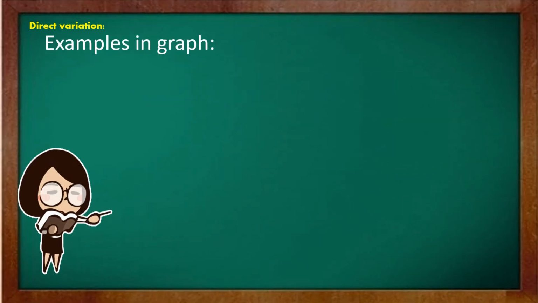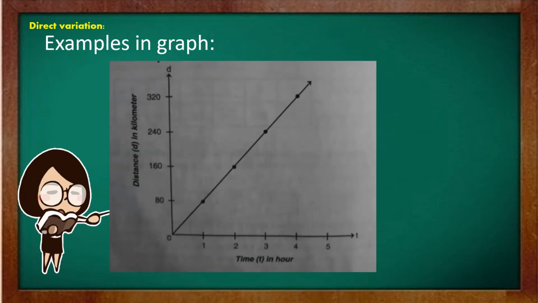Okay, now in variation, we have an example in graph. In our graph, we have the x-axis, which is time in hours, and the y-axis, which is distance in kilometers. In our plotting of points, we have 1 and 80, 2 and 160, 3 and 240, and 4 and 320. For this graph, you notice that our graph is a straight line. Meaning, if you have a direct variation, our graph is a straight line.